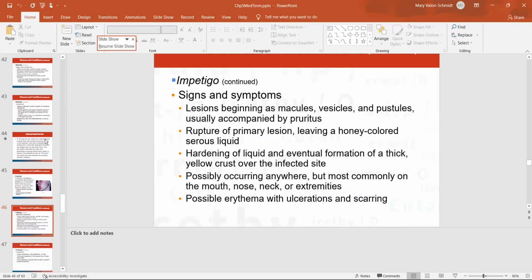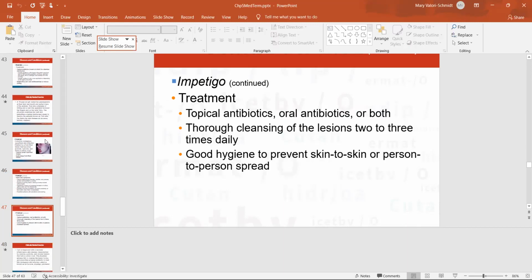With impetigo, the lesions usually start as macules, vesicles, and pustules. They can look even like acne, usually around the mouth, the nose, the neck, sometimes the extremities. But when the original lesion ruptures, this thick honey-colored liquid oozes out and gets hard and forms a crust. It's really gross. And sometimes there's redness, erythema around it with ulcerations, and this can even cause scarring if it's not treated quickly.